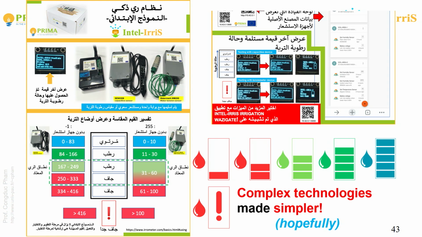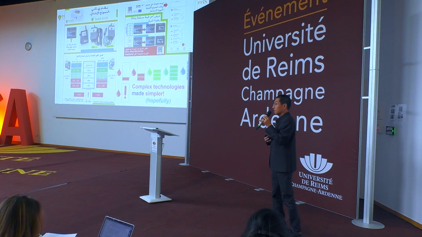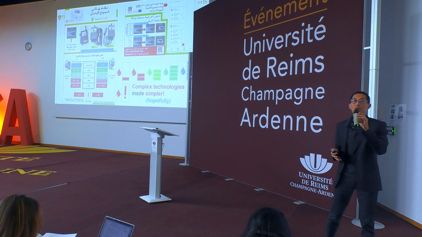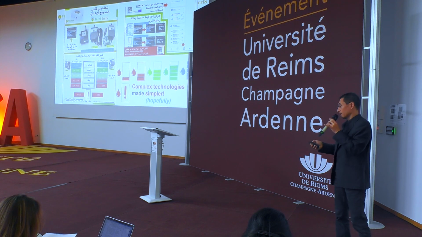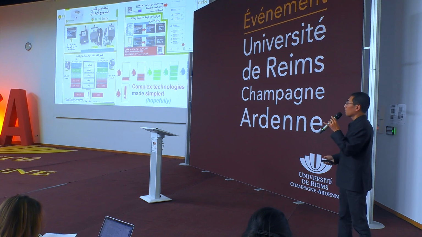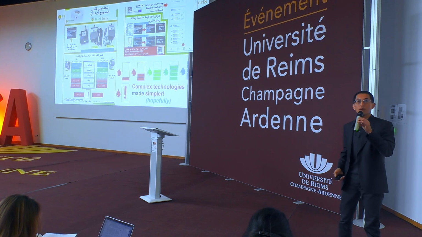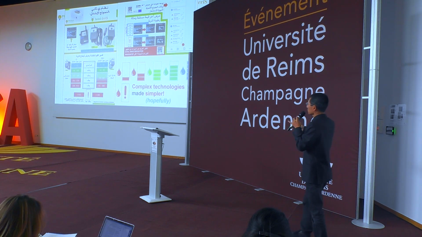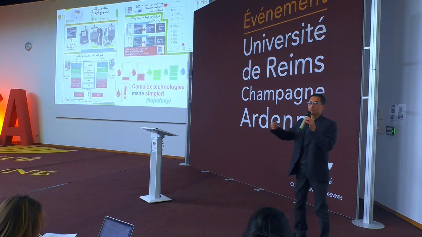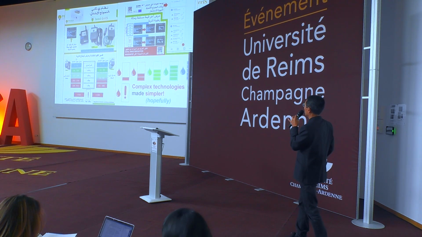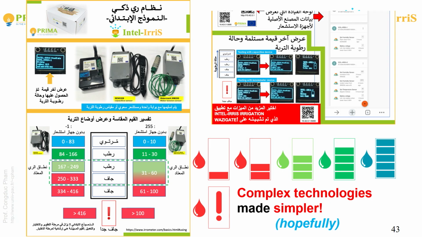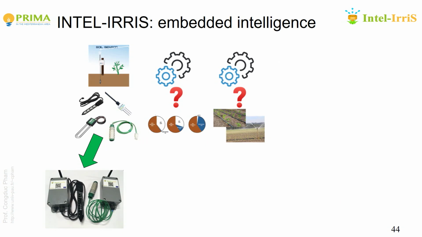So what we have to try to make is to have complex technologies made simpler. Okay, I'm not saying simple, it would be a little bit too ambitious, but at least simpler, and I added hopefully, so we are in the continuous process of trying to optimize them. So we have feedback from the smallholders, and we are trying to improve how easily our system can be deployed.